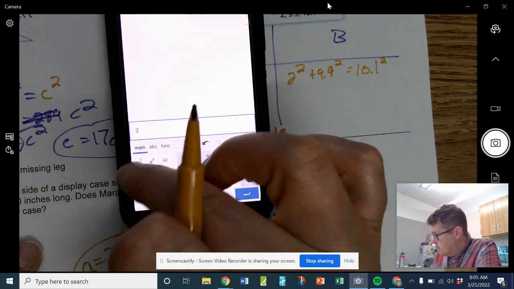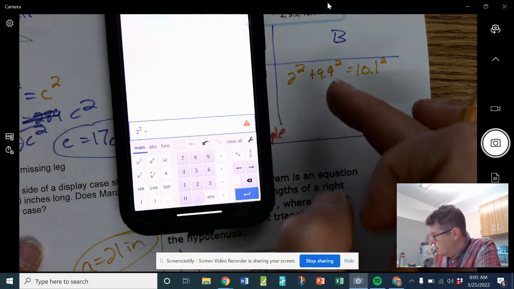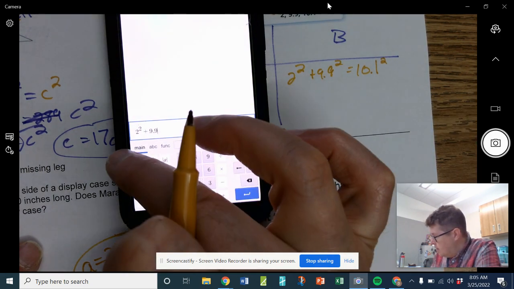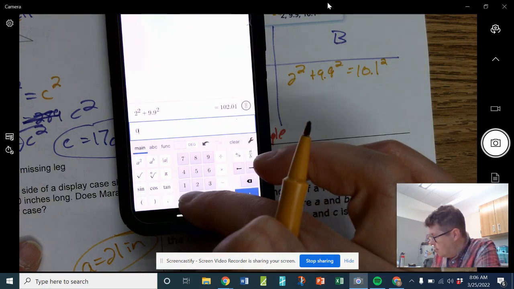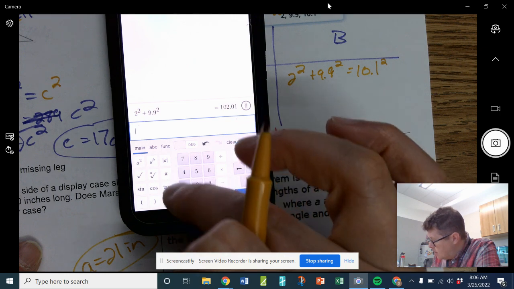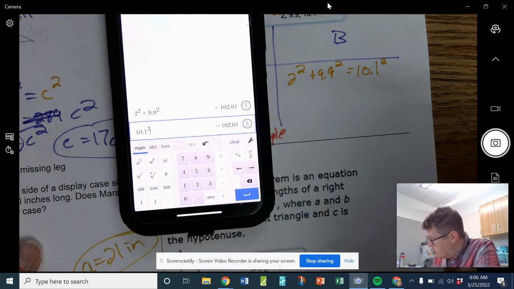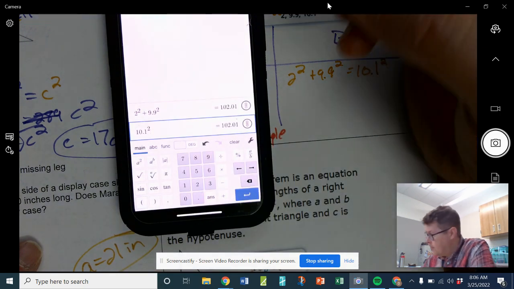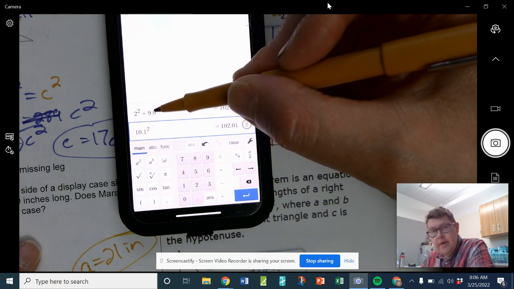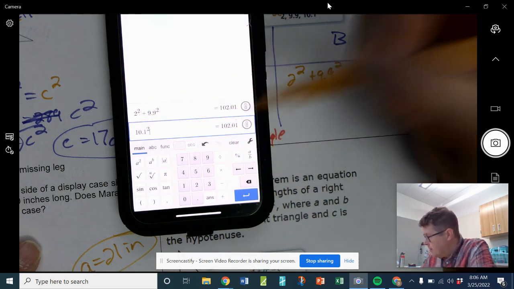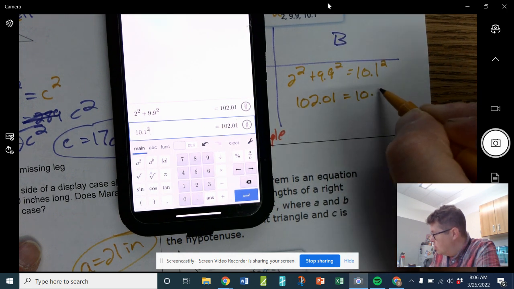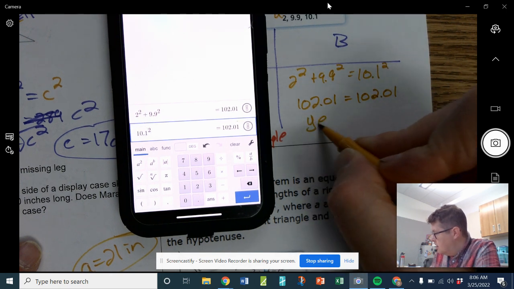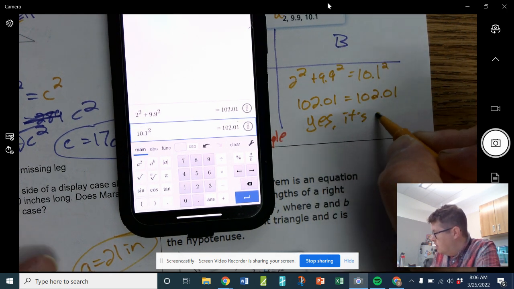So 2 squared plus 9.9 squared, that's 102.01, and then we'll just go down to the next one. We'll say 10.1 squared is 102.01, right? So we add those two, we square them, we add them together, equals that, and we square that one, we get that. So we end up with 102.01 is equal to 102.01. So yes, it's a right triangle.